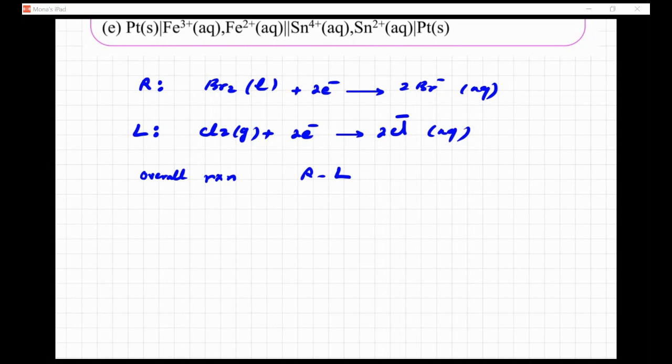Anyway, what is the right minus left overall reaction? What would it be? Of course, I don't want to repeat every time, but I'm doing it just to make sure. This is what we have here, and this is what we have here.